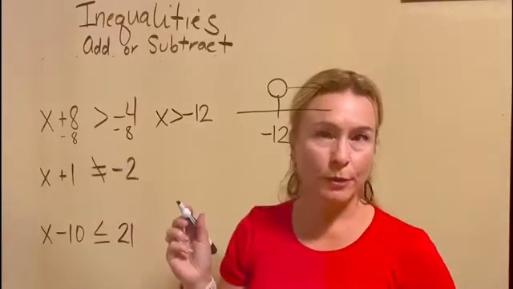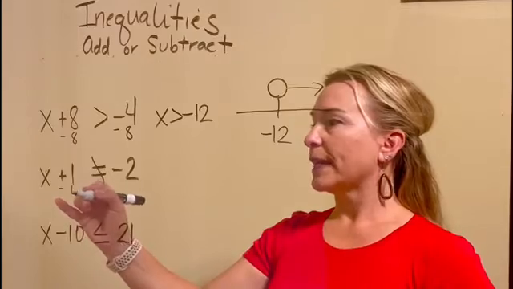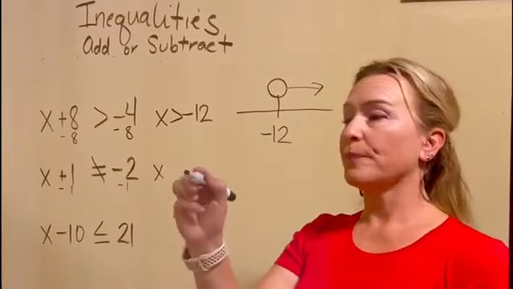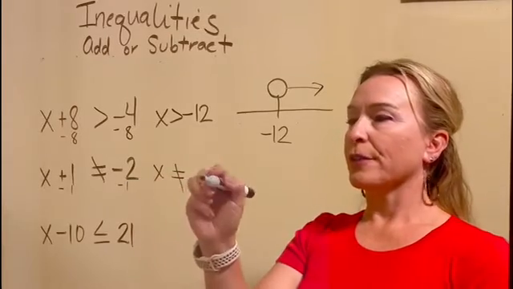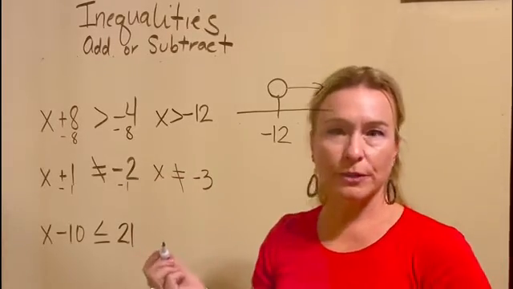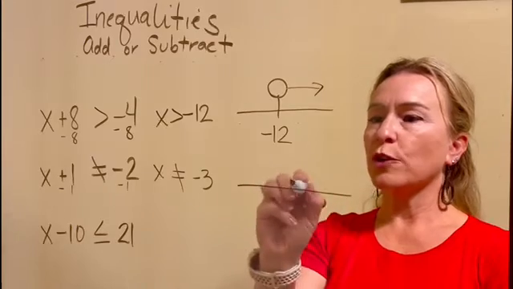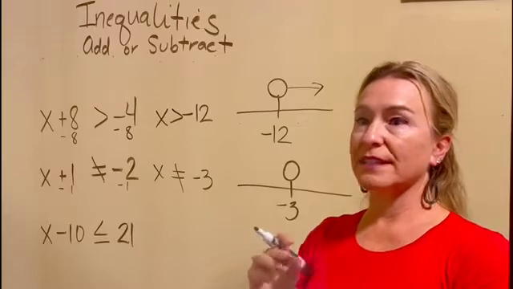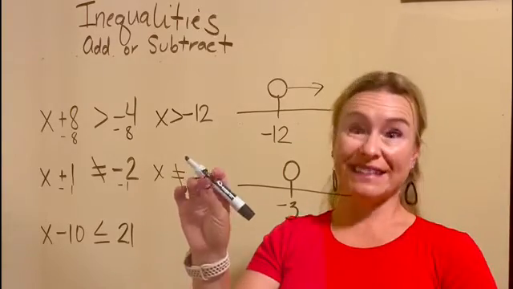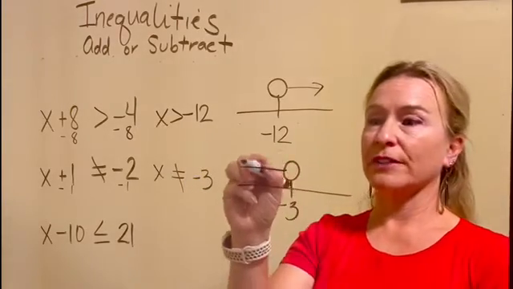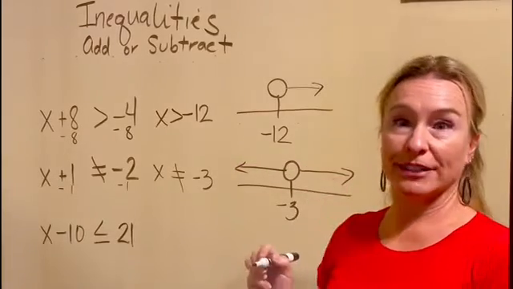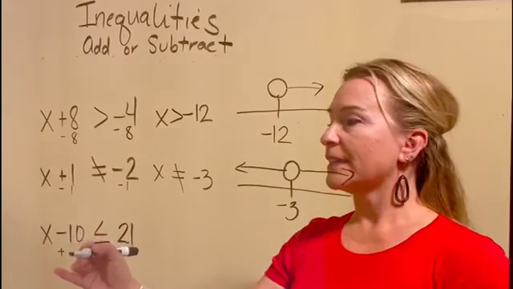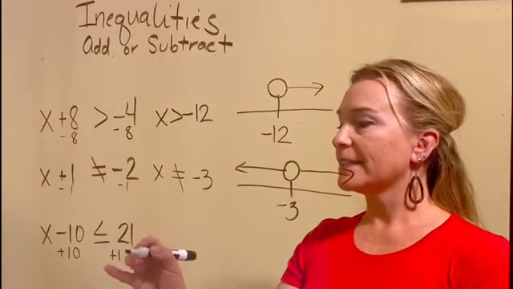This is a not equal to symbol. So if we subtract 1 from both sides, we have x is not equal to negative 3. So not equal to is graphed where we have an open circle over that value, over the negative 3. But since it's all of the values except negative 3, I want to have arrows that go both directions away from the negative 3. Last but not least, I want to add 10 to this one.